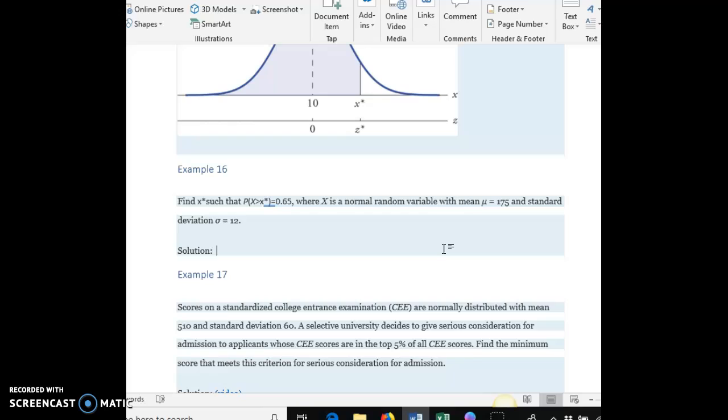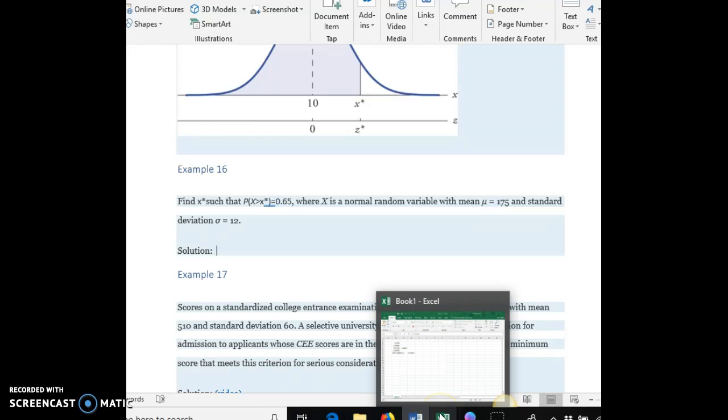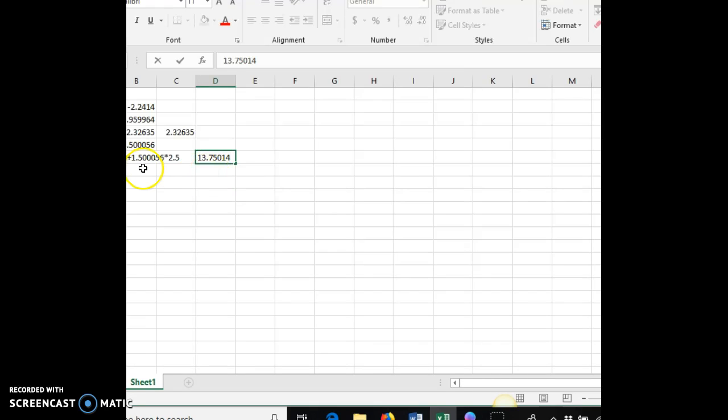And recall a while ago when we were looking to find z star and it was greater than, we had to subtract our probability from 1 first before putting it in. And that's going to be the same thing here. First, we got to find z star by subtracting this from 1, and then we will use our destandardization formula. All right, so let's look up 1 minus 0.65, which will be 0.35.